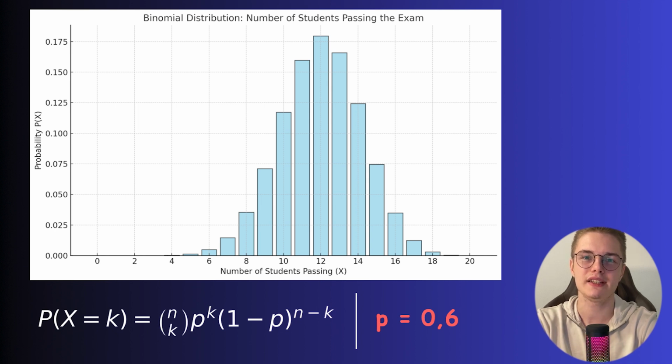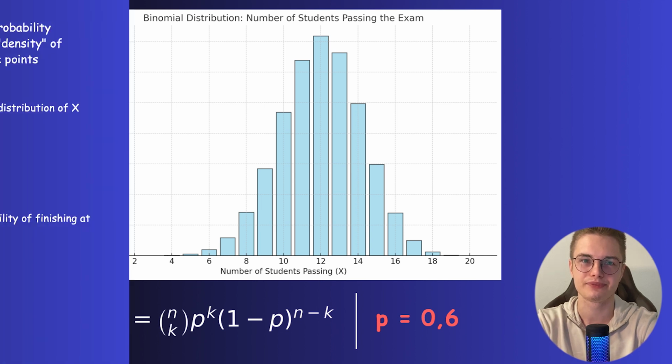In this case, this distribution reflects the likelihood of different outcomes, such as the probability that exactly 10, 12, or 14 students pass the exam. The chart peaks around the most probable number of successes, illustrating the central tendency of the distribution. This visual helps us to understand how outcomes are distributed when p equals 0.6 and the number of trials n is fixed.